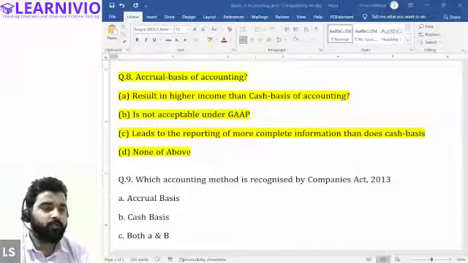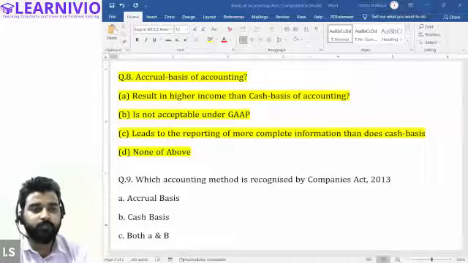So I was asking the question from Sameeksha. Yes, Sameeksha. Can you answer, sir? I feel, is it a result in higher income than cash basis of accounting?